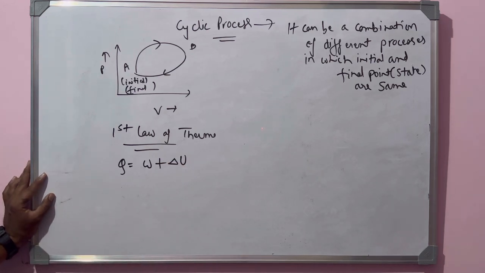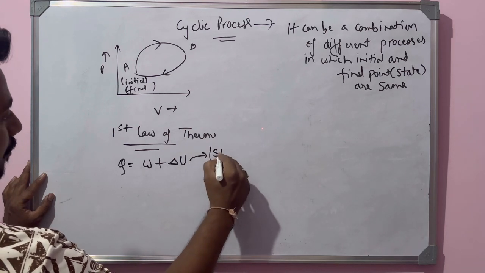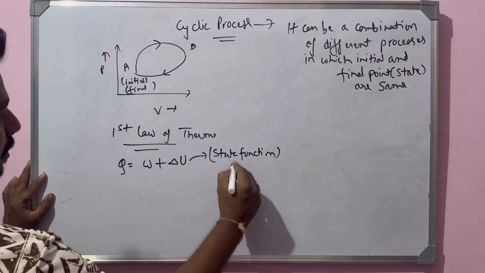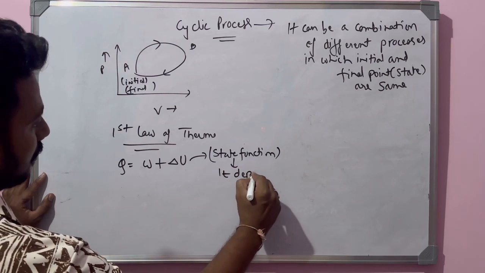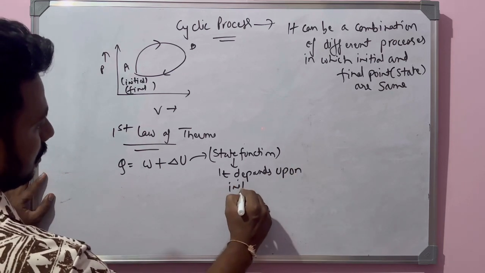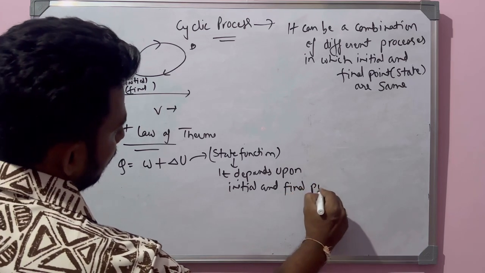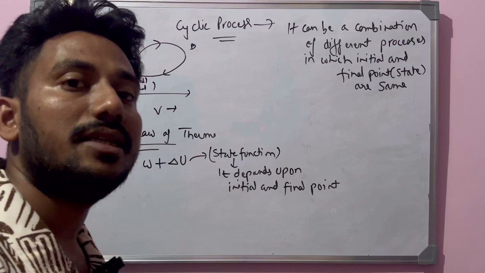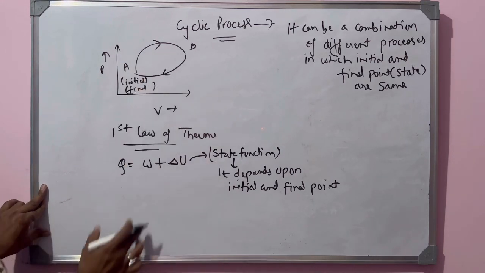Internal energy, if you remember, is a state function. State function, what does it mean? It depends upon the initial and final point. It doesn't depend upon the path through which it is taken. It depends upon the initial and final point. Now if you see, the initial and final points are the same.